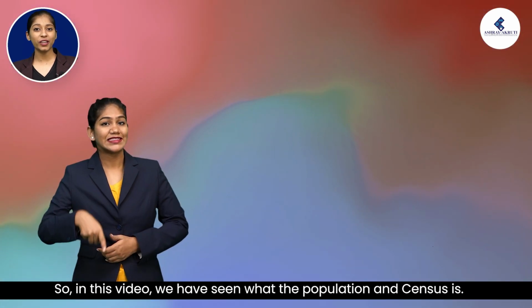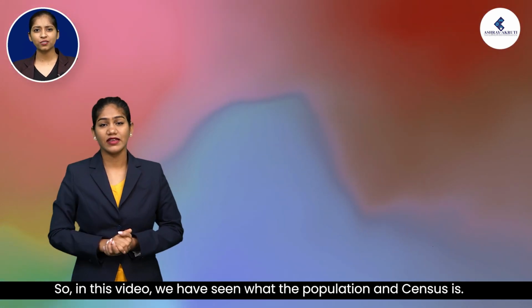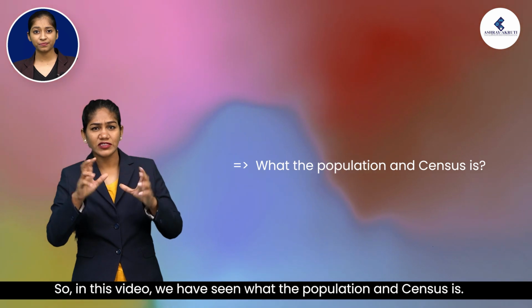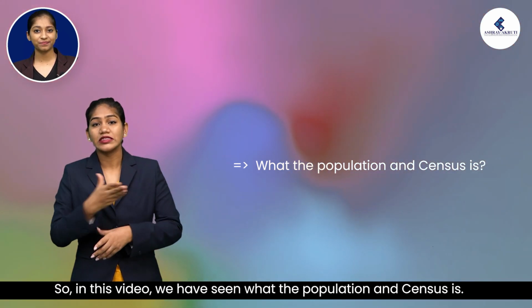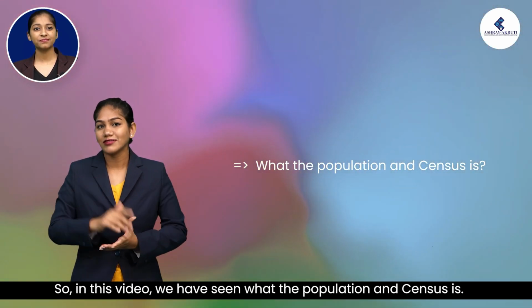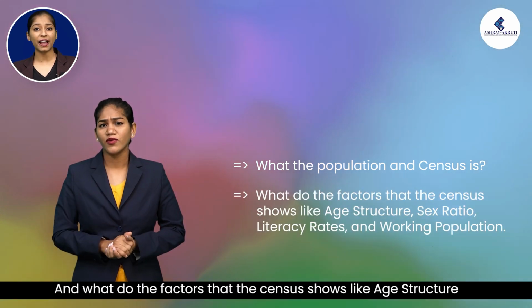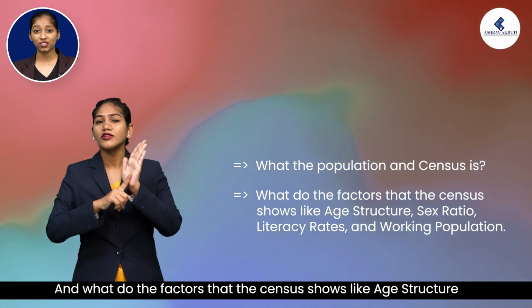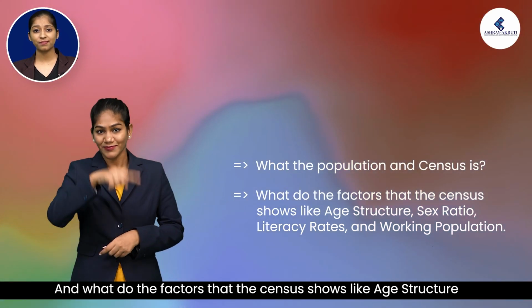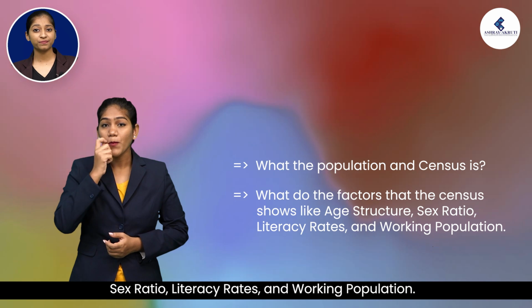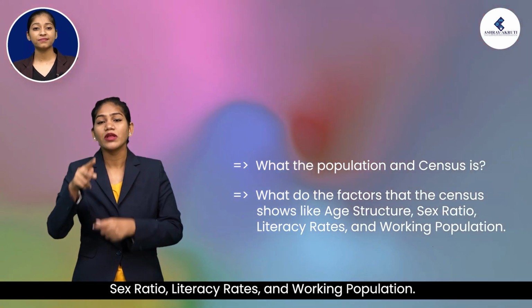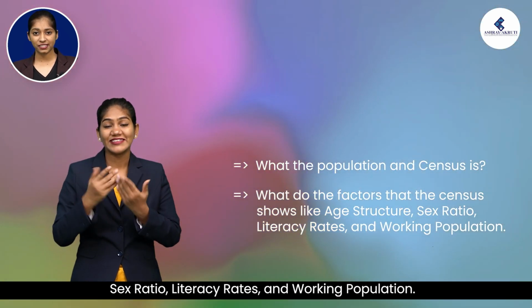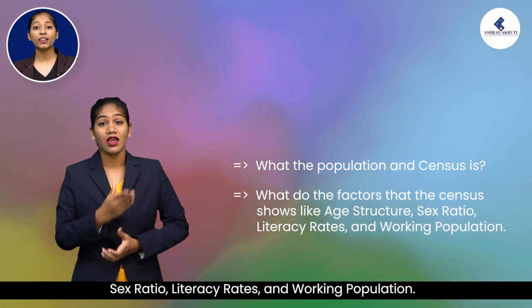So, in this video, we have seen what the population and census is, and what the factors that the census shows are, like age structure, sex ratio, literacy rates, and working population.